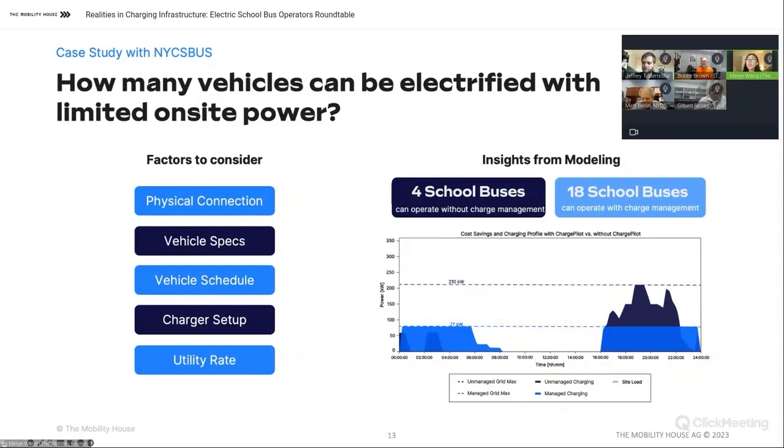And here we also have an illustration of how the load would look like if you were to bring all these 18 buses into site. And you can see clearly that we will be able to manage the charging of all these 18 buses with 77 kilowatt, where without charge management, to electrify the same amount of buses you would need a lot more than 80 kilowatt to make that happen. So that's the end of the case study.